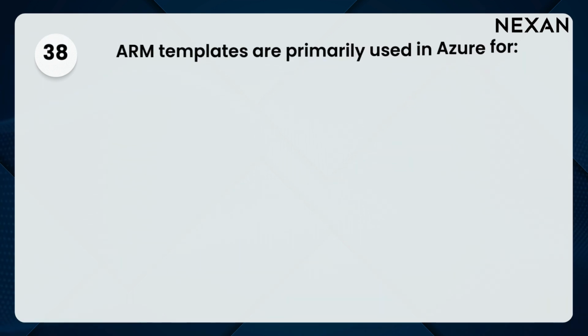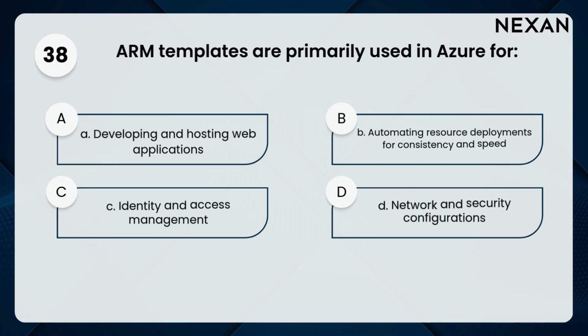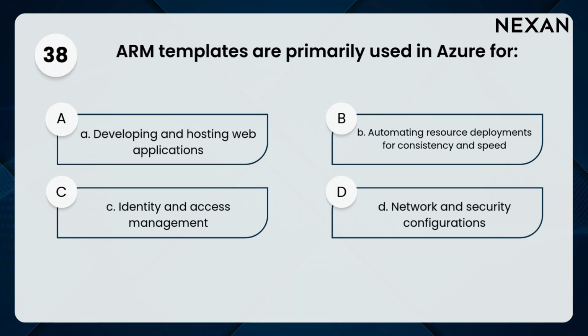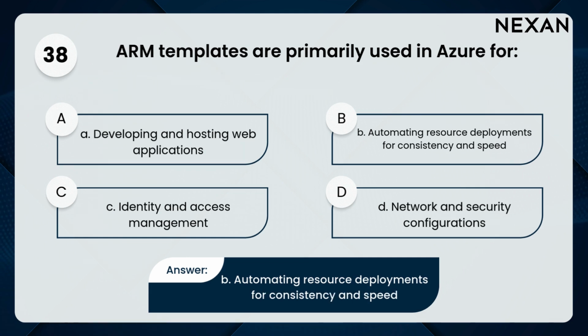38. ARM templates are primarily used in Azure for A. Developing and hosting web applications. B. Automating resource deployments for consistency and speed. C. Identity and access management. D. Network and security configurations. Answer: B. Automating resource deployments for consistency and speed.